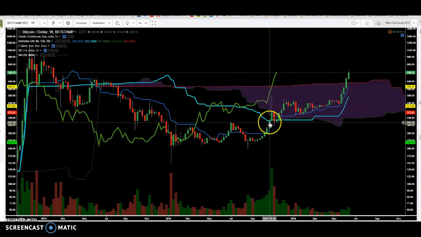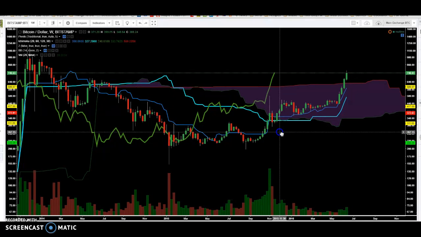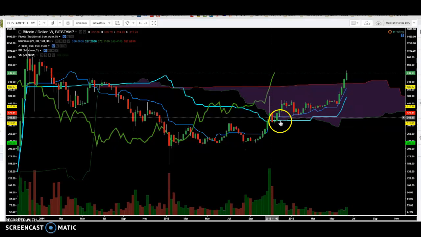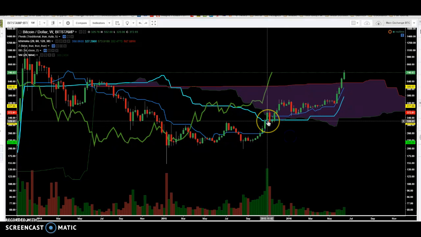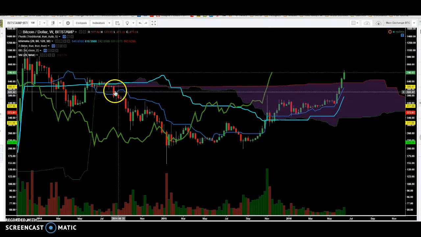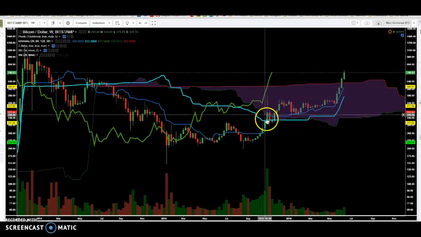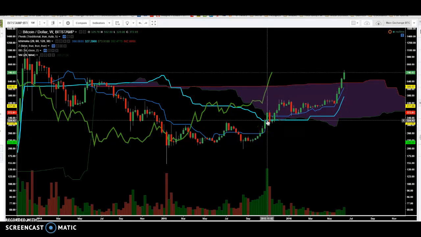And you can see here back in October-ish, we had a TK cross with bullish indications. So that was the first sign. Now that wasn't a bullish entry signal, but that was a short closing signal. So anybody who was short from the 580 area, that was your signal to close based on this time frame with my settings.